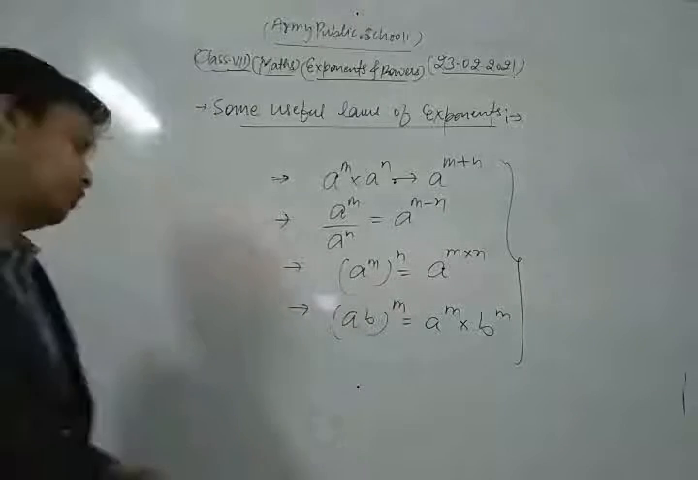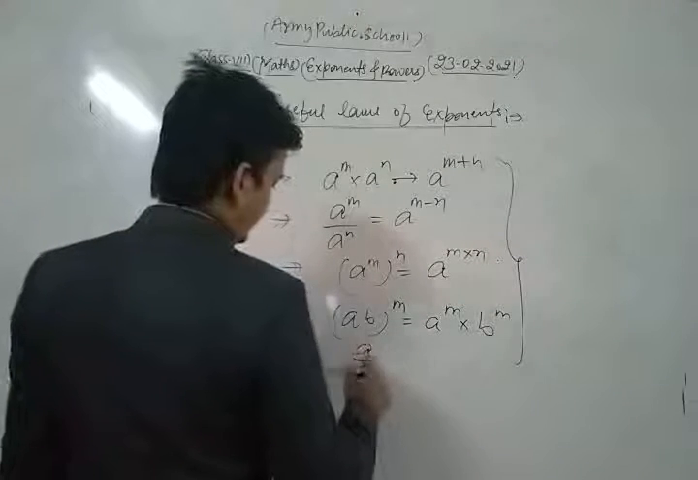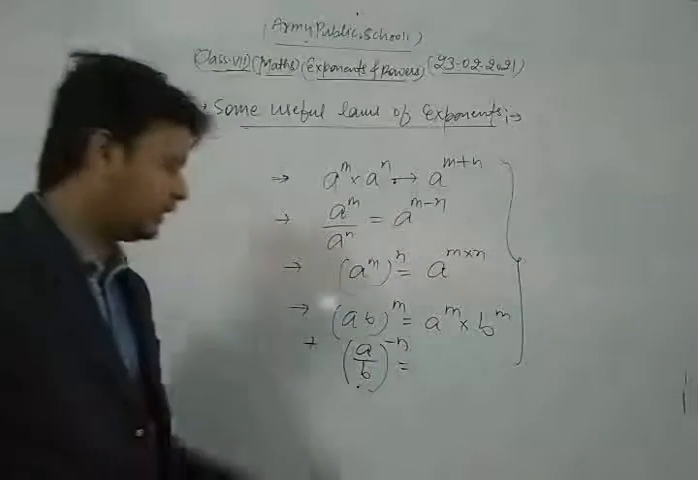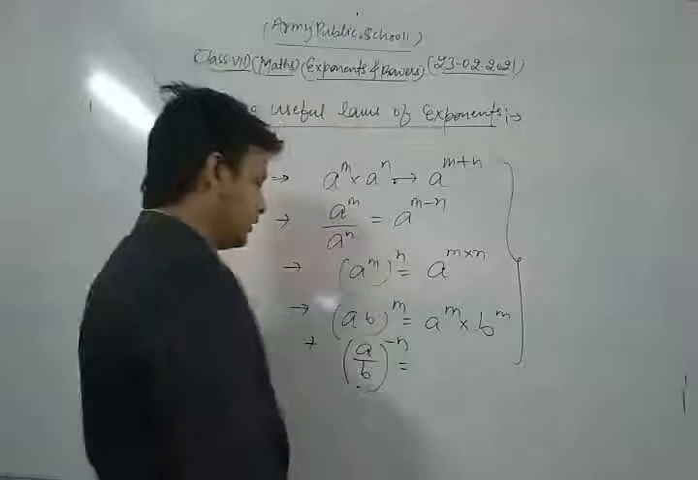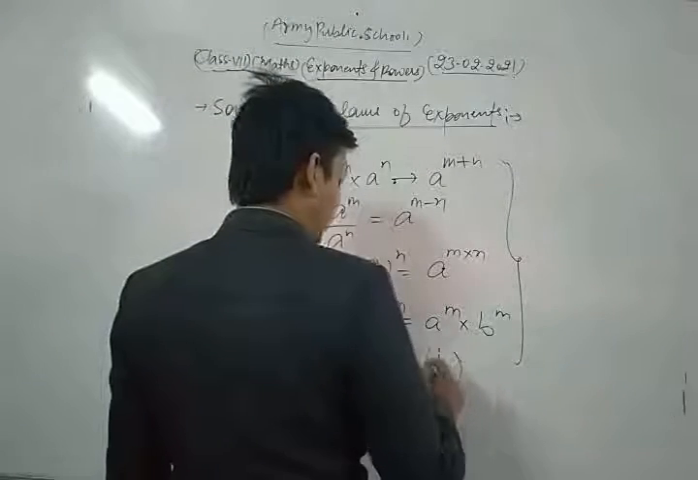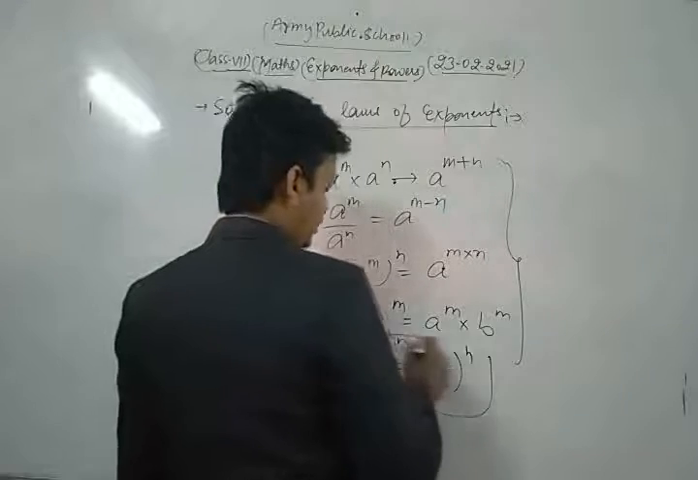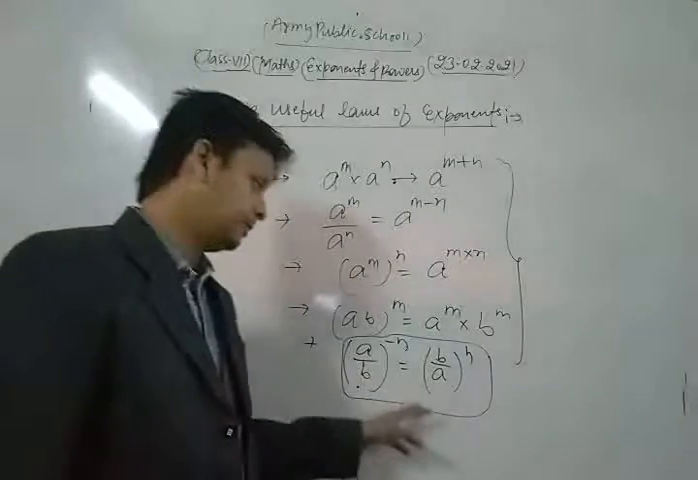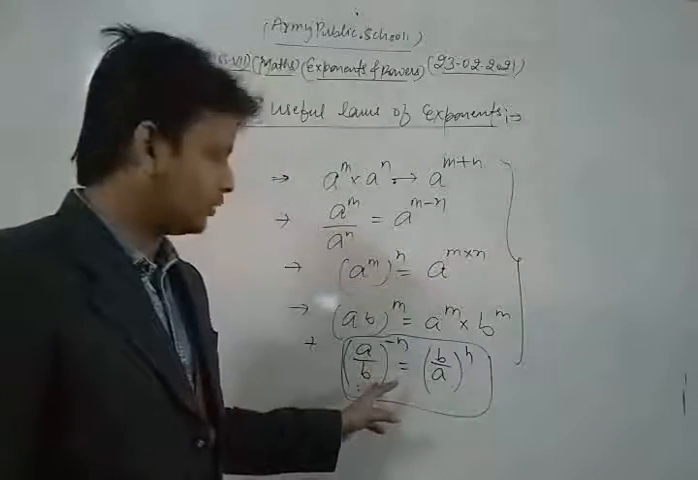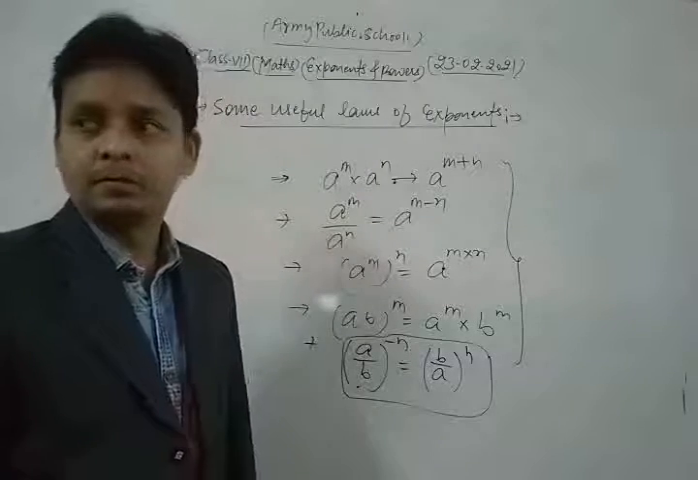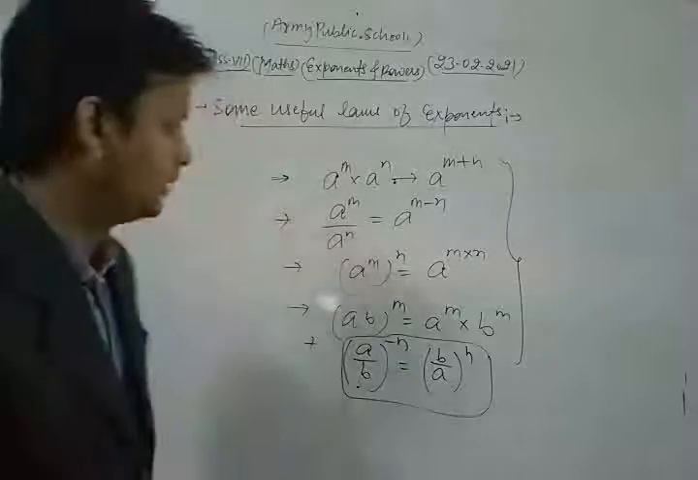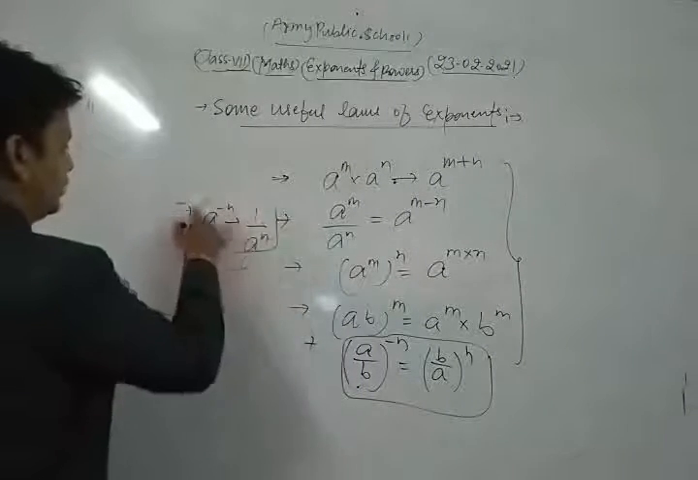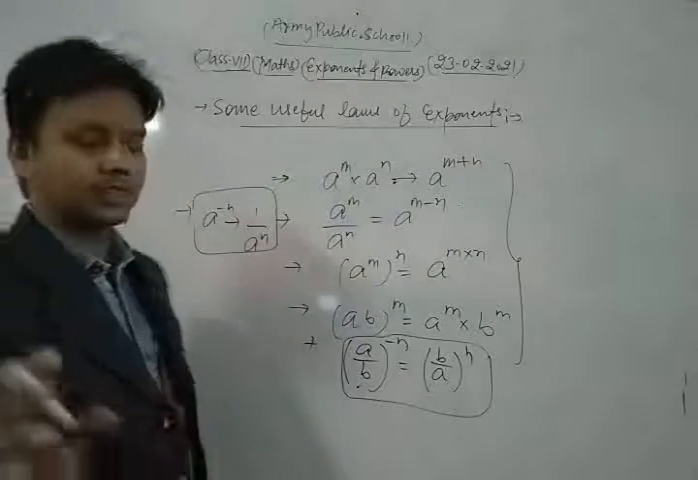Also, suppose we have a upon b whole to the power minus n. Then we write b upon a whole to the power n. This is also a very useful law of exponents. If we take the reciprocal, then the power is converted into a positive sign. Similarly, if we have a to the power minus n, then we write 1 upon a to the power n. So these are the very important and basic laws of exponents.